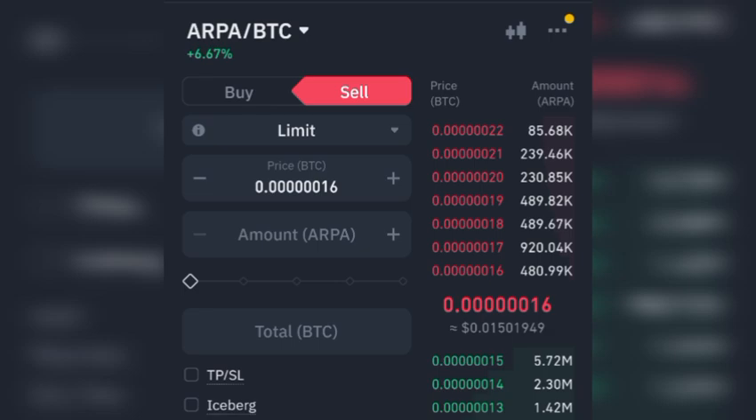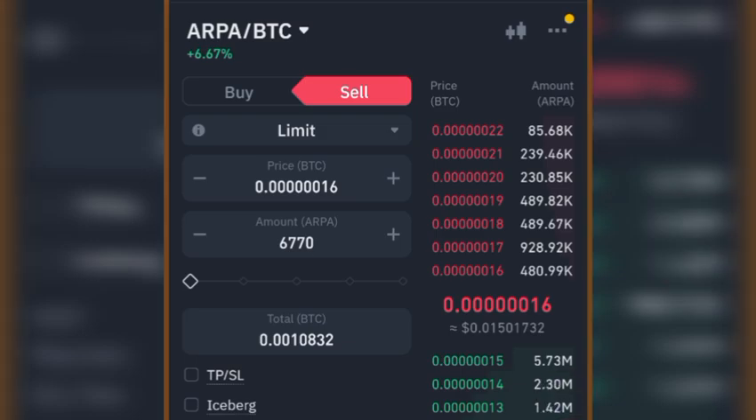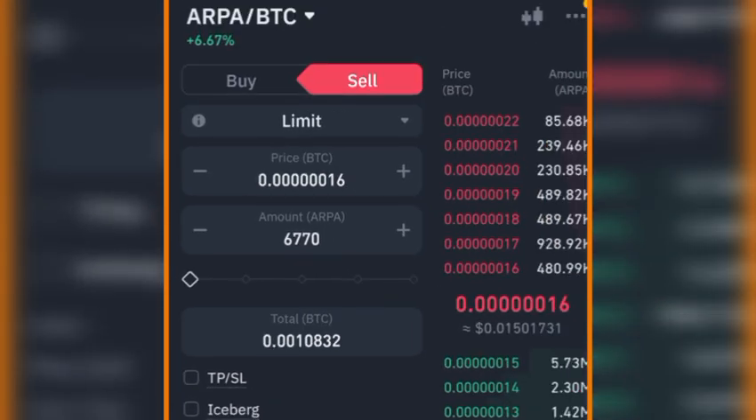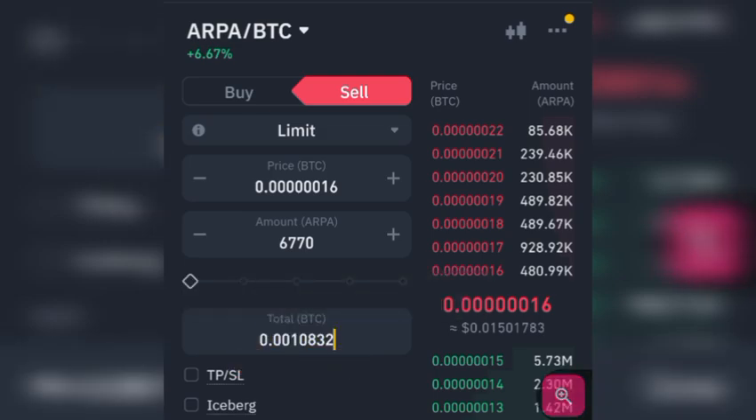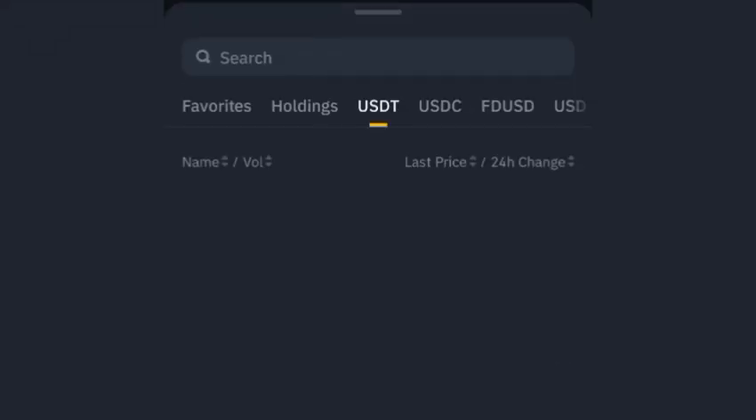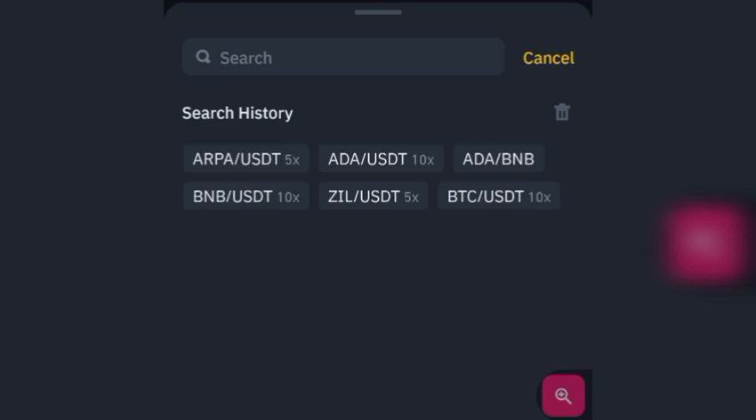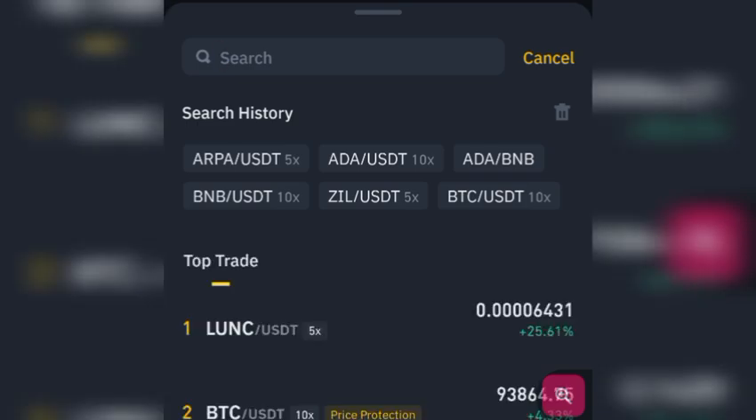So let's put in our ARPA here. Let's put in the, oh, now we have to remove the 4. So we will now copy this out and see what we get. So let's copy that out. Copy. Okay. Then we go to BTC USDT. Can we find that here? I think I still have it here. Yeah, it's still here.